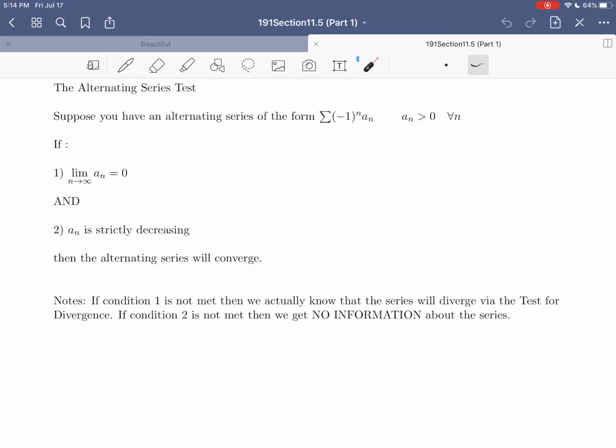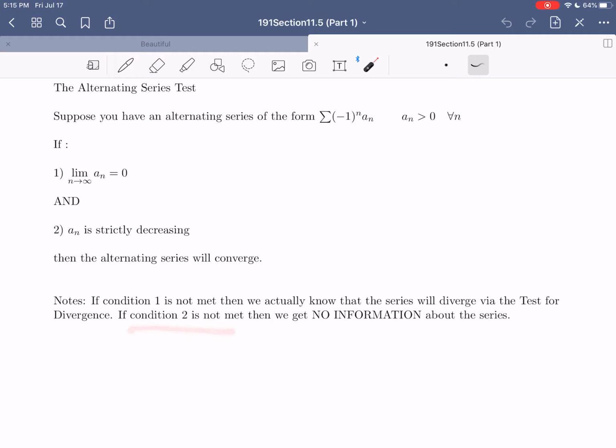One small note about that, you should always remember that if this happens here, you do not say that it diverges by the alternating series test. The alternating series test either gives you no information or tells you something converges. If this first condition fails, we would then say that it diverges via the test for divergence. So very important to be able to quote the appropriate test in these situations.